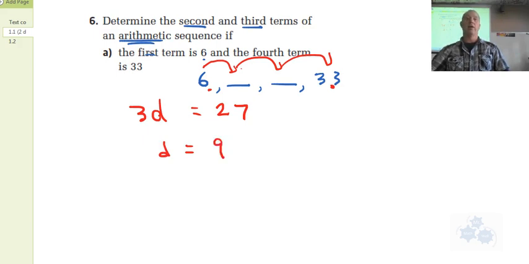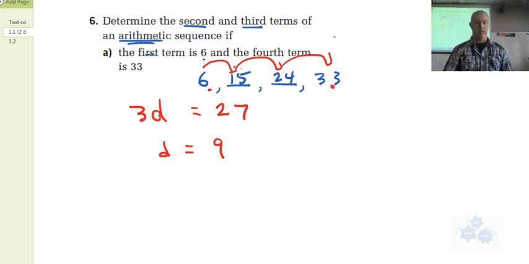Let's check that out. If we add 9 to 6, we get 15. If we add 9 to 15, we get 24. If we add 9 to 24, we should get 33. Everything's matching up. Okay? That's one way you can do that, and that's probably the way that I would default to right away.